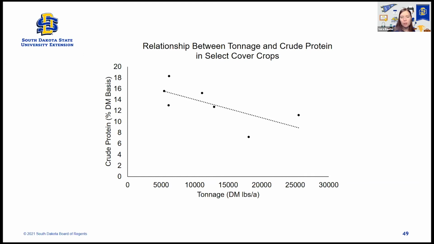This is various cover crops. It doesn't say exactly which ones, but you get the idea that if you want high tonnage, you're going to typically lose a little quality. And if you want high quality, you're going to lose some tonnage. And that's why mixtures can really provide some great options for us.